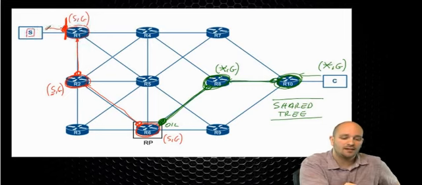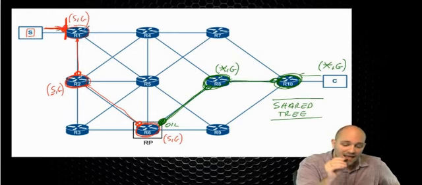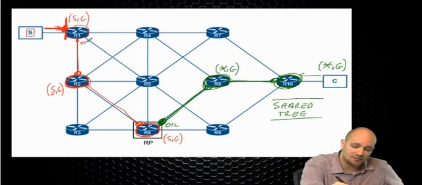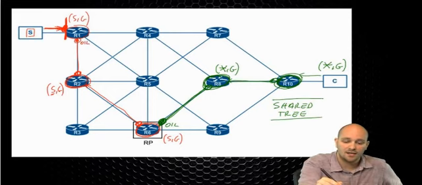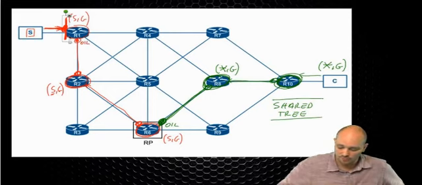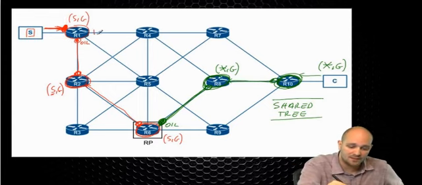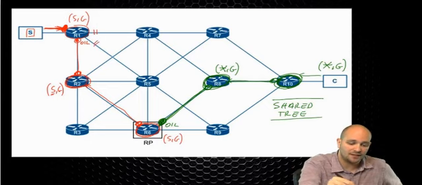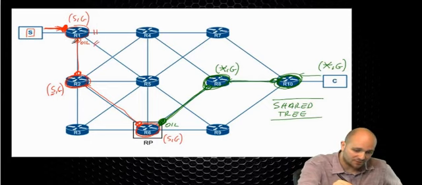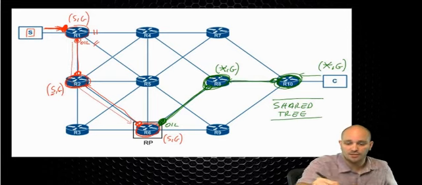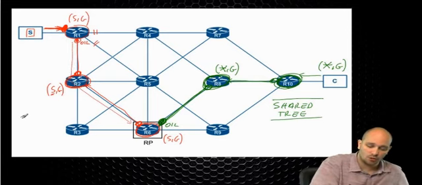Now, R1, which actually does have a copy of the traffic arriving here, says, oh, look, I do have an interested party. And it adds this interface to its outgoing interface list. So it no longer blocks this traffic. It will still be blocked here, and it will still be blocked here, but it will now send this multicast traffic down this tree here. Now, this red tree from R6 towards the source is something that in multicast we call a source tree.